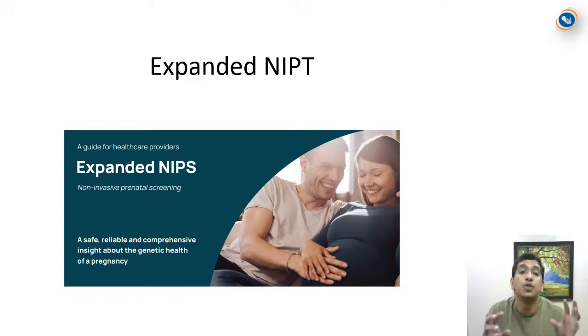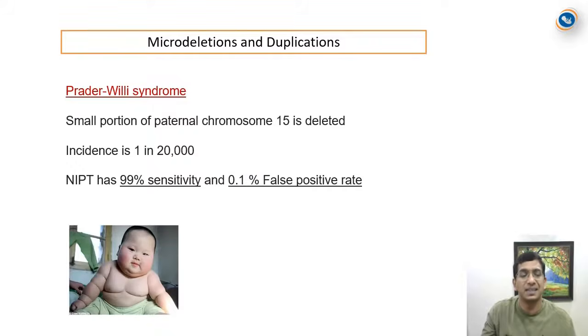The question is, should you be doing an expanded NIPT? For that, let us take an example of a rare syndrome called Prader-Willi syndrome, which can be detected on an NIPT. It's a microdeletion syndrome and you don't need to know anything about it. It's a very rare syndrome, but I'm just using it as an example. A small portion of paternal chromosome 15 is deleted. Incidence is 1 in 20,000.